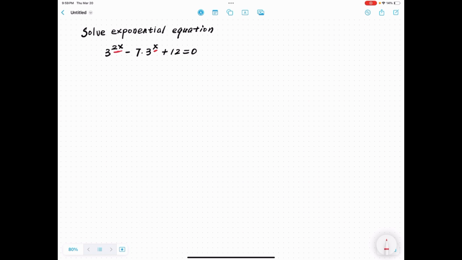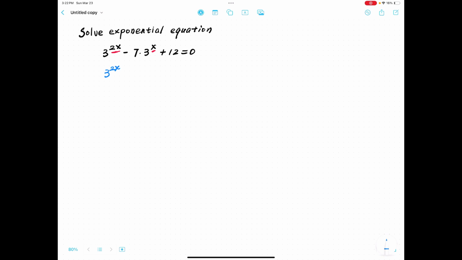Our strategy is to turn this into a straight-up quadratic equation. Once we have solved that quadratic equation, then we solve the exponential equation. How can we transform this equation into a quadratic equation? Let's first tackle that 3 to the power of 2x.